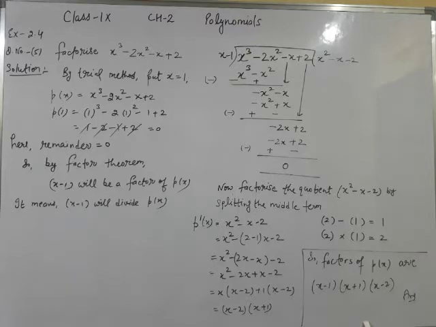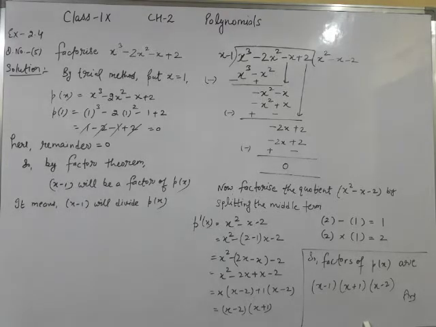We all are studying chapter 2 polynomials. We have completed exercise 2.3 and we are now going to complete exercise 2.4. Its last question is remaining, question number 5. We have completed up to question number 4.